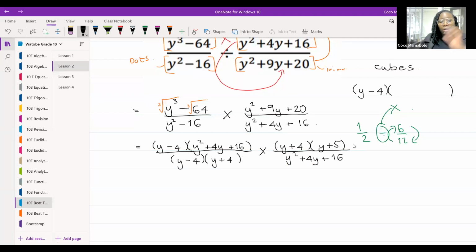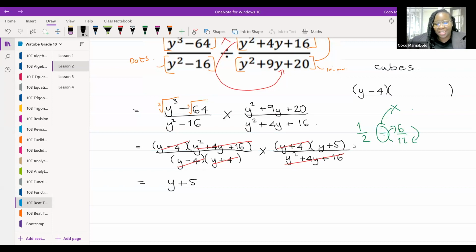Now think about what we can cancel, top and bottom. We're going to cancel the y plus 4 and the y plus 4, the y minus 4 and the y minus 4, the y squared plus 4y plus 16 on both. What do I have left? y plus 5. So all of that work just to end up with y plus 5.